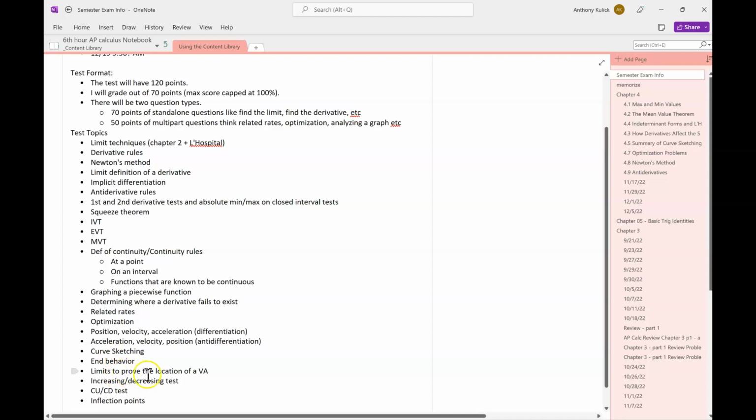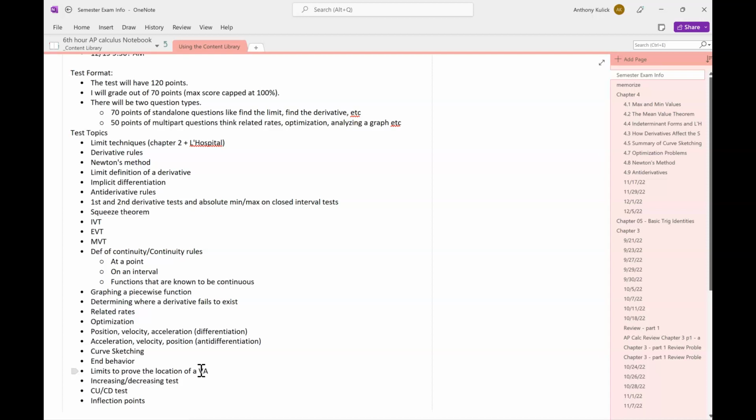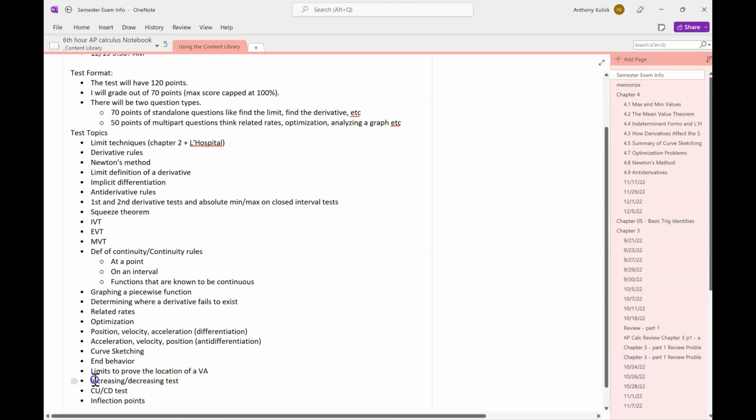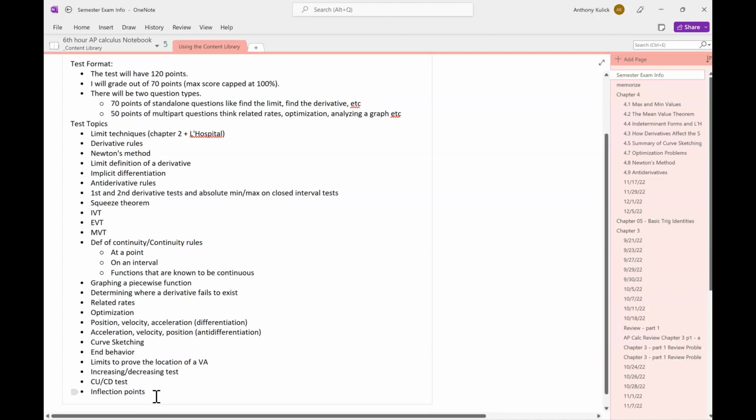You should be able to use limits to prove the location of a vertical asymptote. So if you think there's a vertical asymptote at 1, you need to show the limit as x approaches 1 of f of x is equal to positive or negative infinity. That's all you need. Should be able to do the increasing, decreasing test, the concave up, concave down test, and be able to find inflection points.